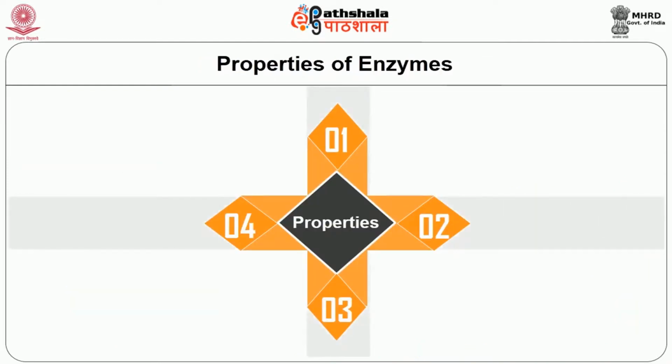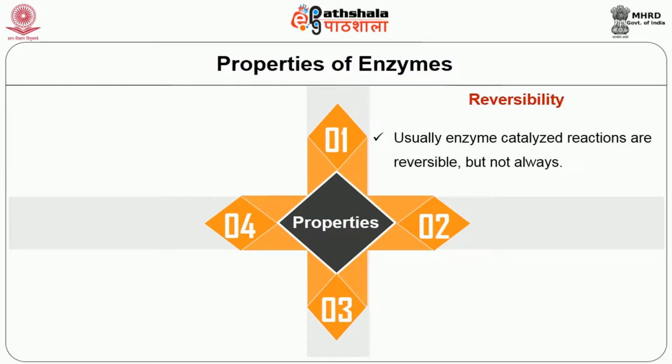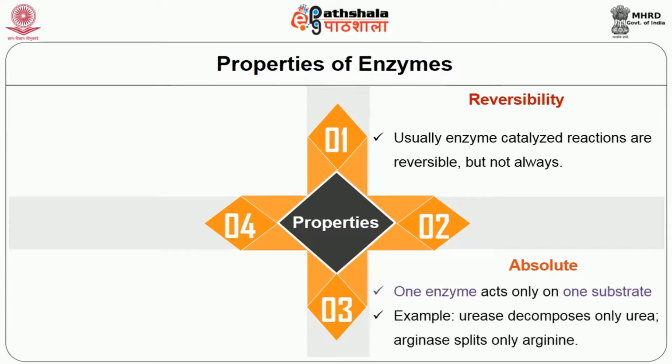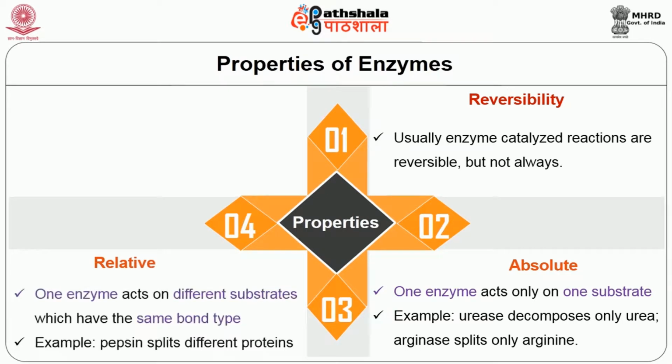Again, there is another set of understanding which we need to have before going about the factors that affect enzyme activity. Reversibility. Enzyme reactions are reversible. They are absolute. That is, one enzyme acts only on one substrate. For example, urease decomposes only urea and arginase splits only arginine. But of course, most of the enzymes are relative too, that is, one enzyme can act on different substrates which have the same bond type. For example, pepsin splits different proteins.